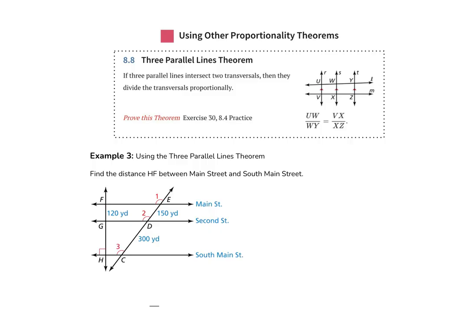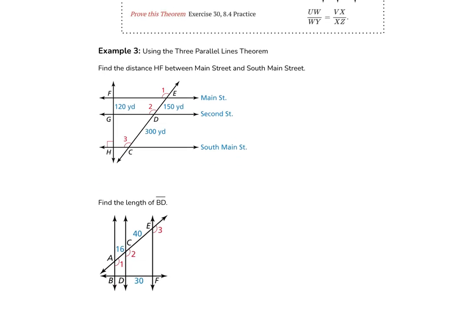So the three lines are going to separate those two transversal lines proportionally. So UW is the same to WY as VX is to XC. Okay? So let's look at an example down here. We want to find the distance of HF.